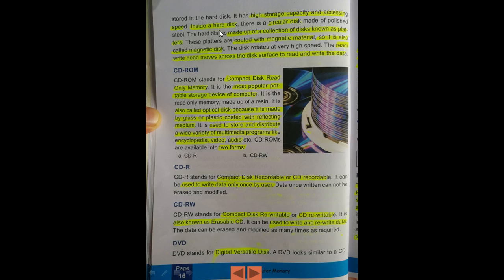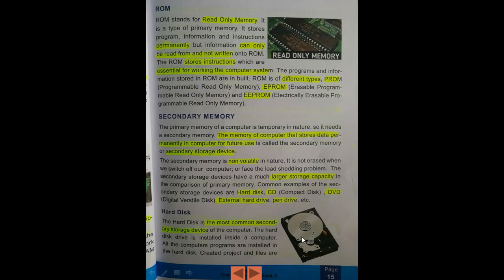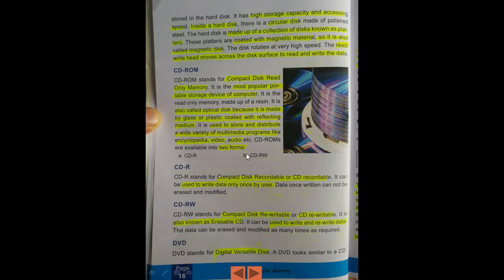So inside a hard disk, what can we see? Inside a hard disk, there is a circular disk made of polished steel. The hard disk is made up of a collection of disks known as platters. Here we can see the collection of metallic disks, which are called platters. These platters are coated with magnetic material, so it is also called a magnetic disk. This is the reason why hard disk is also called a magnetic disk.